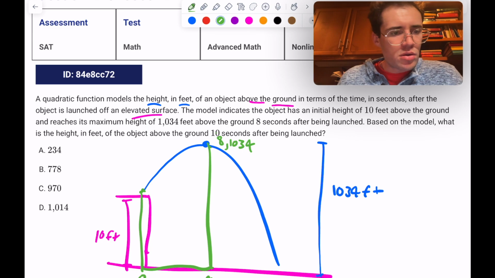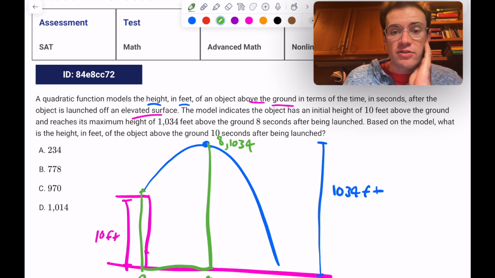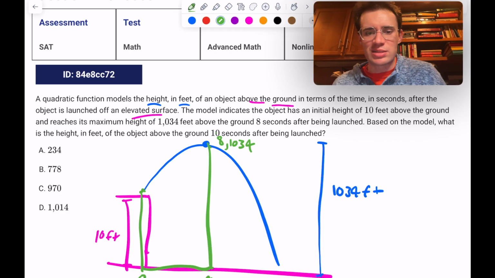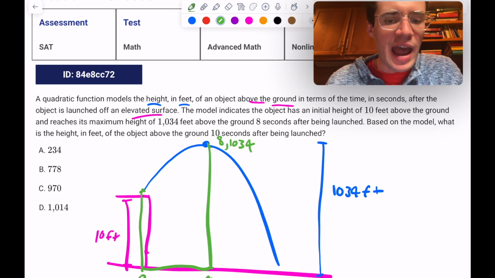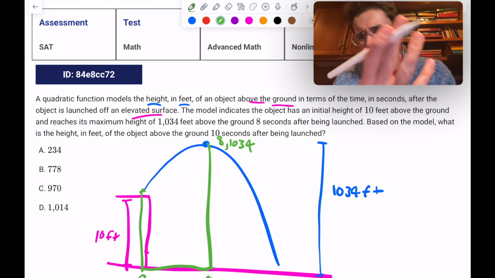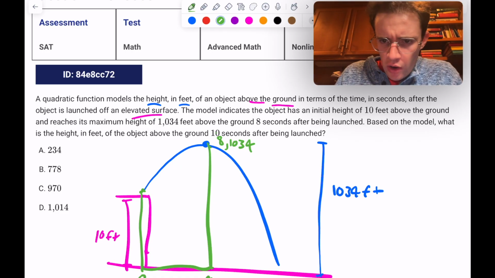Based on the model, what is the height in feet of the object above the ground 10 seconds after being launched? And it is quadratic. For a second, I was like, hopefully this is not some weird zero gravity environment. This is supposed to be exponential because you're multiplying, because you're adding 1024 to it, which is a power of 2. Although that wouldn't matter if it's, you're adding it.